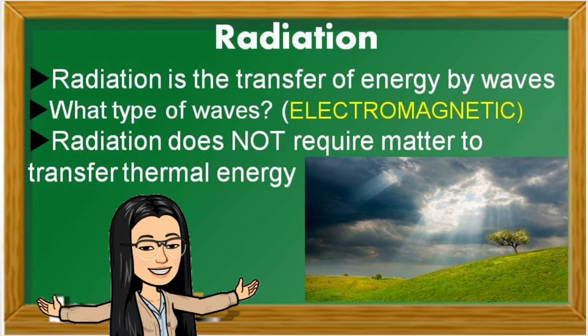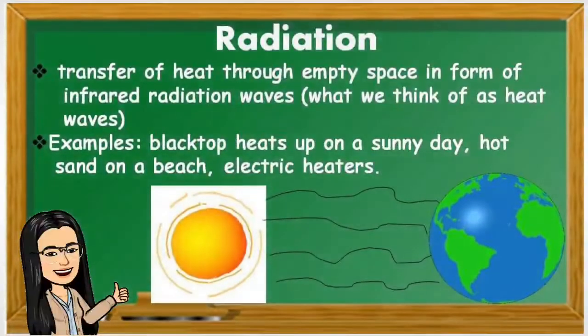Now, let's move on to the last, which is radiation. It is the transfer of energy by waves. The type of waves is called electromagnetic. Radiation does not require matter to transfer thermal energy. Radiation is a transfer of heat through empty space in the form of infrared radiation waves, what we think of as heat waves. So examples are blacktop heating up on a sunny day, hot sand on a beach, or electric heaters.